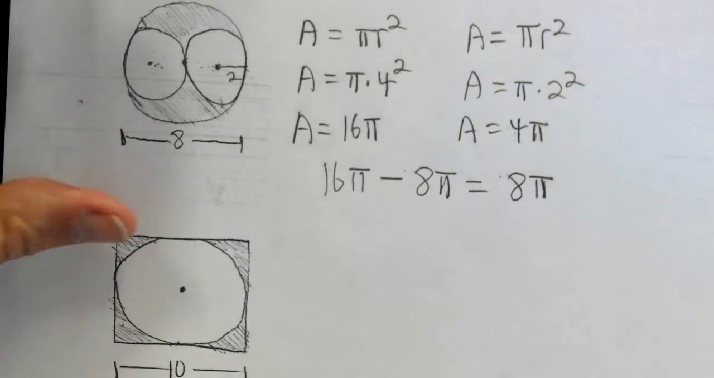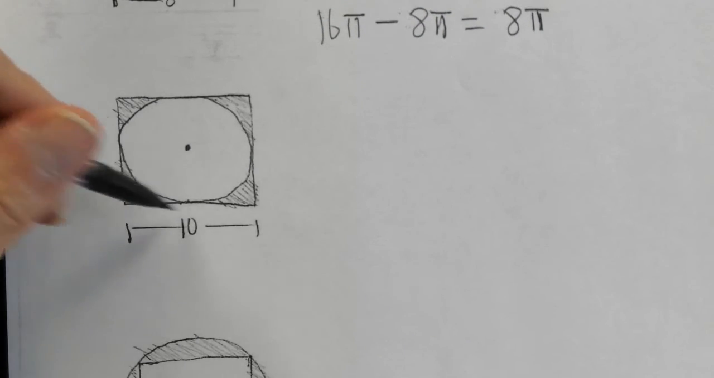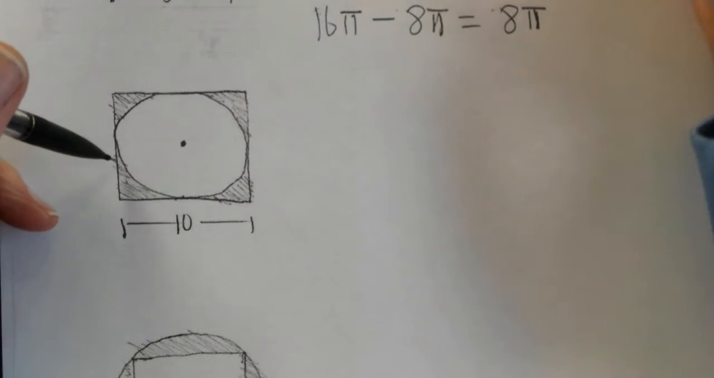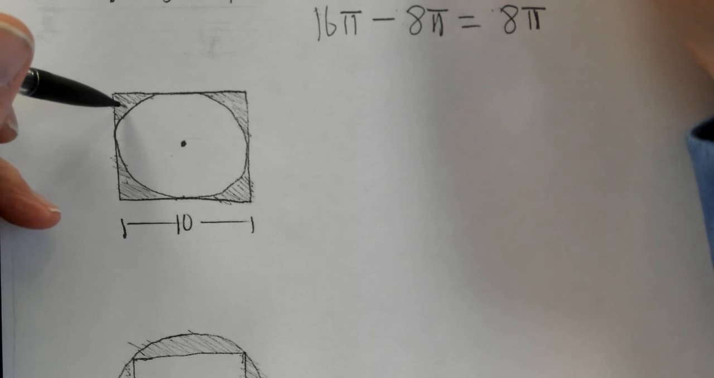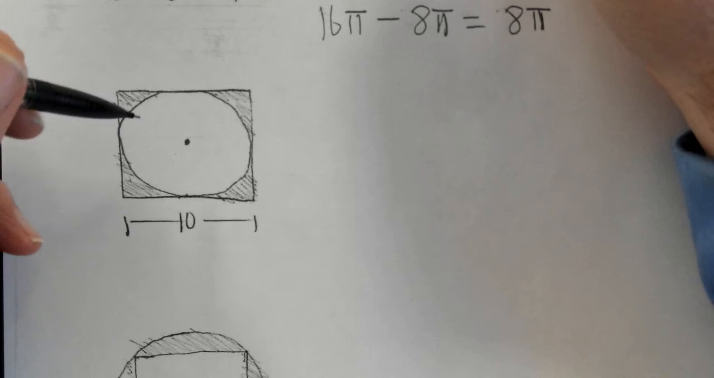All right, let's move now to the next figure and take a look at what we've got here. So here I've got a circle inscribed inside of a square. A circle inscribed inside of a square, and the shaded region is outside of the circle but inside of the square. All right, so let's see how we're going to attack this one.